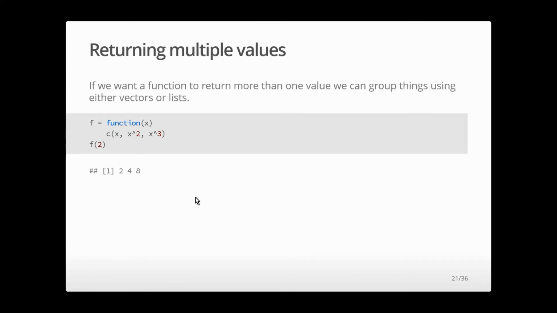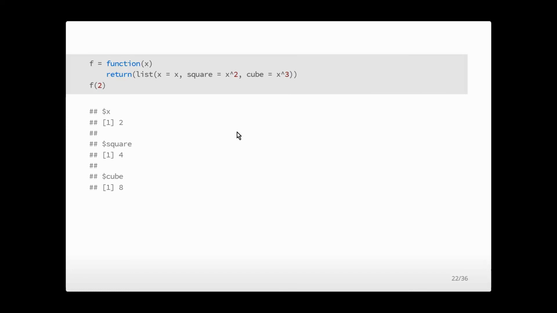You can return multiple values. You can just group things together into a vector, and this will return the vector of x squared, x cubed. So if we run f on 2, it's going to return 2, 4, and 8. And if I put in 3, it would be 3, 9, 27. Or if you want to be more explicit, you can create a list where you've named all of these things. Then we run f of 2, and it returns a list where x was 2, the square is 4, and the cube is 8.